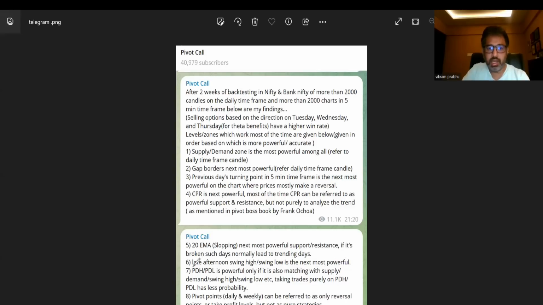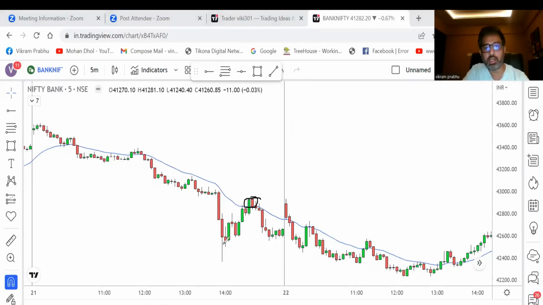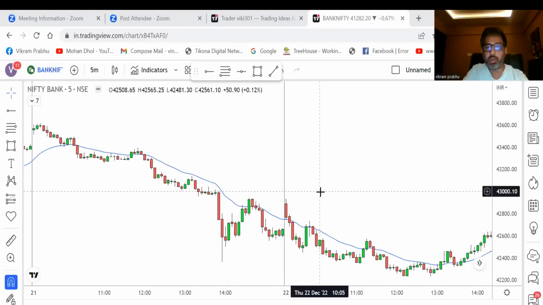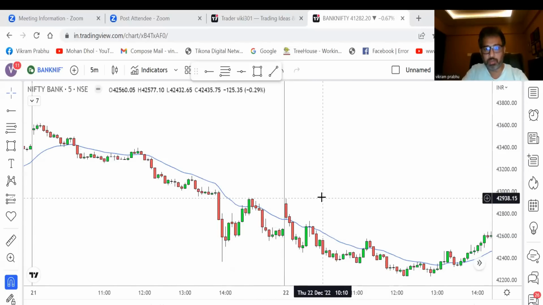Next is the late afternoon swing high and swing low. I've seen it is the most powerful. What I've seen is that late afternoon swing highs or swing lows, most of the time can be the most important support resistance. So this is the late afternoon swing high and this is the late afternoon swing low, and you can see that somewhere here only price took the support. It has to be a major swing high, swing low, not the minor swing high, swing low. Minor swing high, swing lows are not that important.